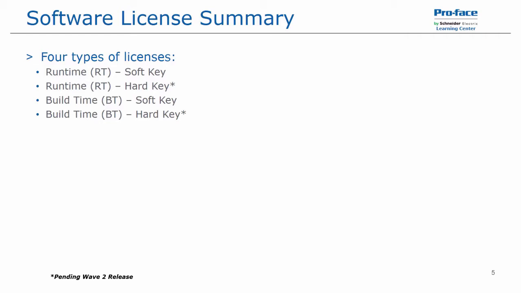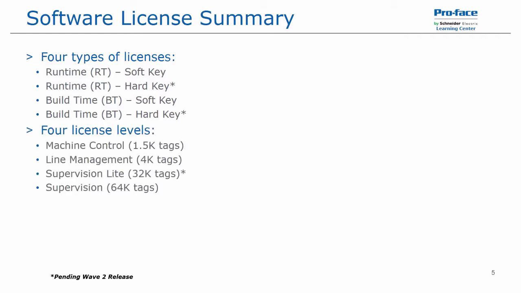Only a single soft key can be used on a system, meaning that if you license your laptop as a build time, and then you relicense it for runtime, you now lose the build time or development capability. And in order to get that back, you'd have to relicense it as a build time, but then you would lose the runtime. And currently there is no combination build time and runtime license. However, that is scheduled again to be released with Wave 2 at the beginning of Q4 of 2017.